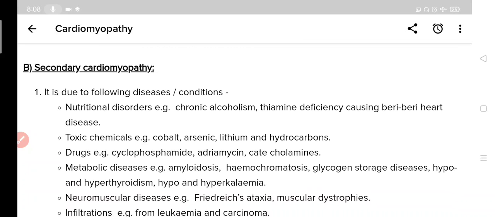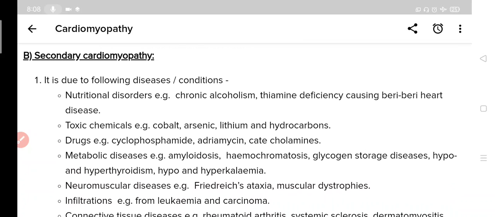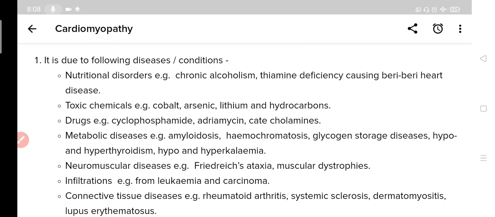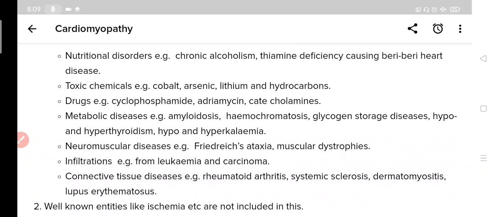Now coming to secondary cardiomyopathy. Basically it is very simple: secondary cardiomyopathy must have some cause, and we will just name these causes. It occurs due to the following conditions. First one is nutritional disorders, like chronic alcoholism and thiamine deficiency, that cause heart disease. Next is toxic chemicals like cobalt, arsenic, lithium and hydrocarbons. Then drugs like cyclophosphamide, adriamycin and catecholamines.